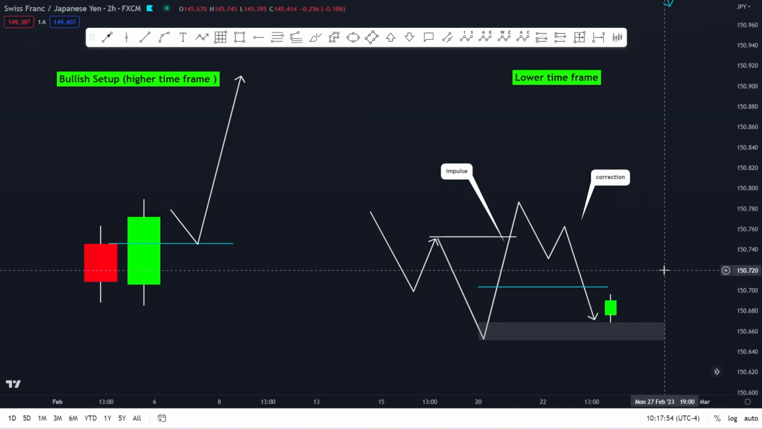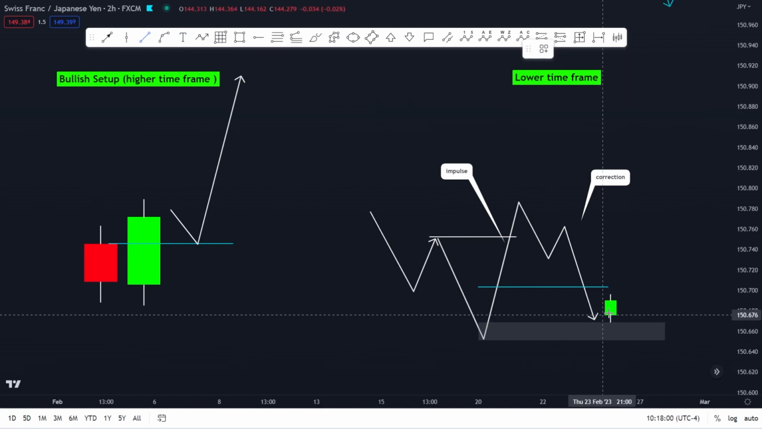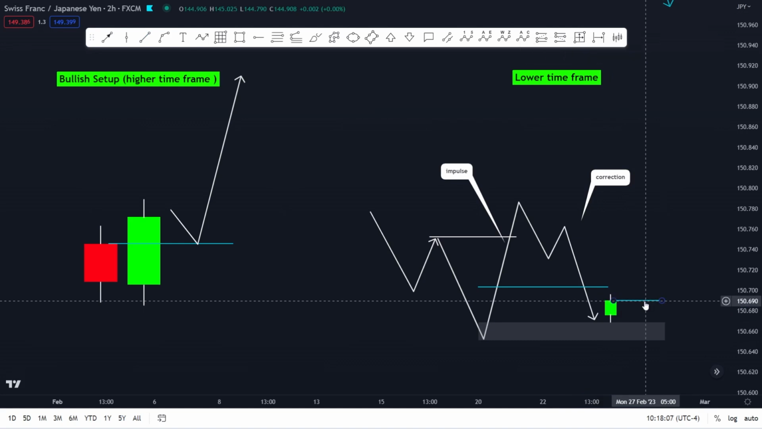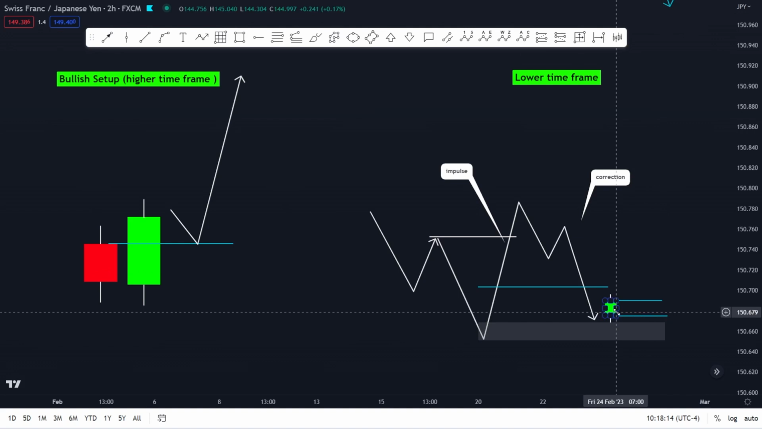And another thing that I want to point out before we move on to a real chart is that when the market closes with a bullish candlestick here, you can enter at the close of this candlestick, or you can enter here on the open of the bullish candlestick. This will be your confirmation candle.